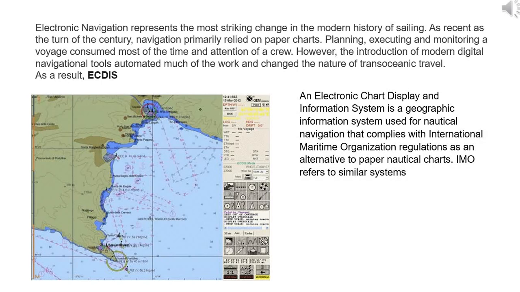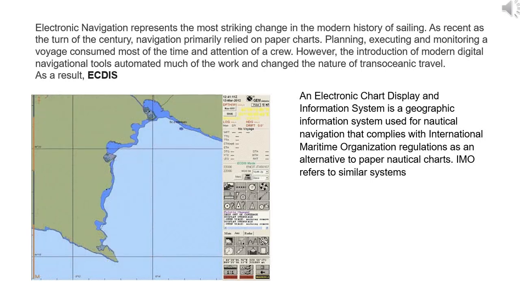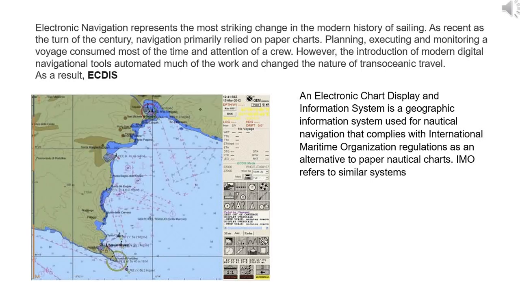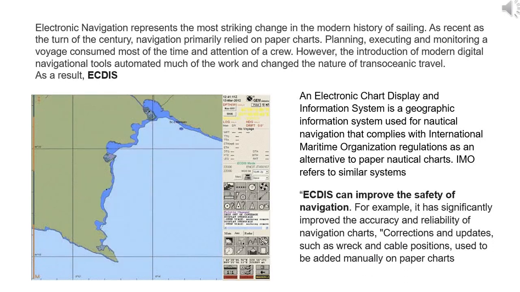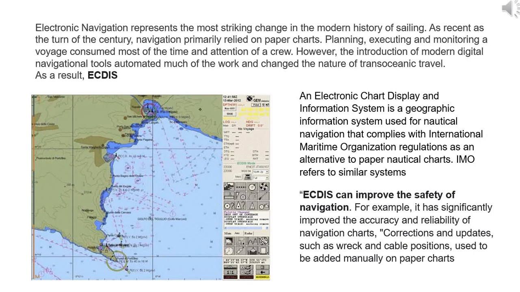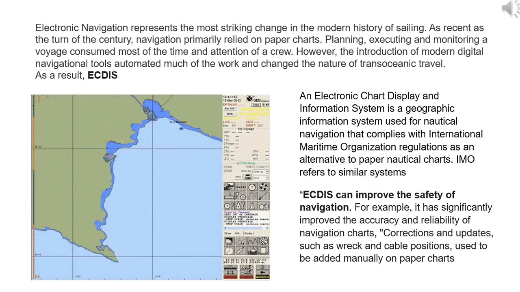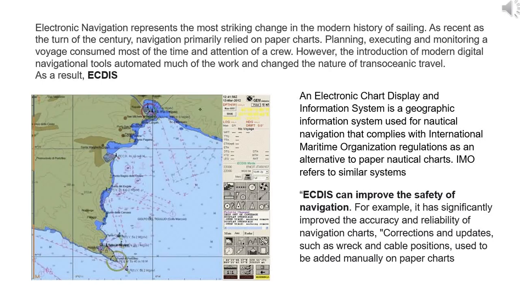As a result, ECDIS, an electronic chart display and information system, is a geographic information system used for nautical navigation that complies with International Maritime Organization regulations as an alternative to paper nautical charts. IMO refers to similar systems. ECDIS can improve the safety of navigation. For example, it has significantly improved the accuracy and reliability of navigation charts, corrections and updates, such as wreck and cable positions, which used to be added manually on paper charts.